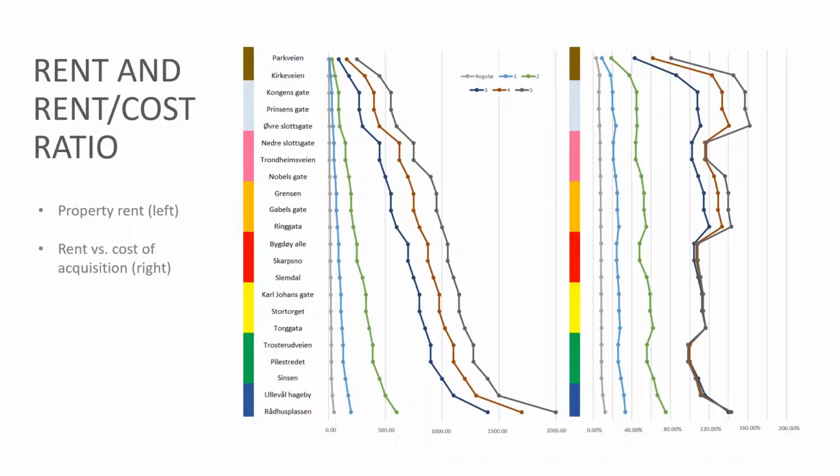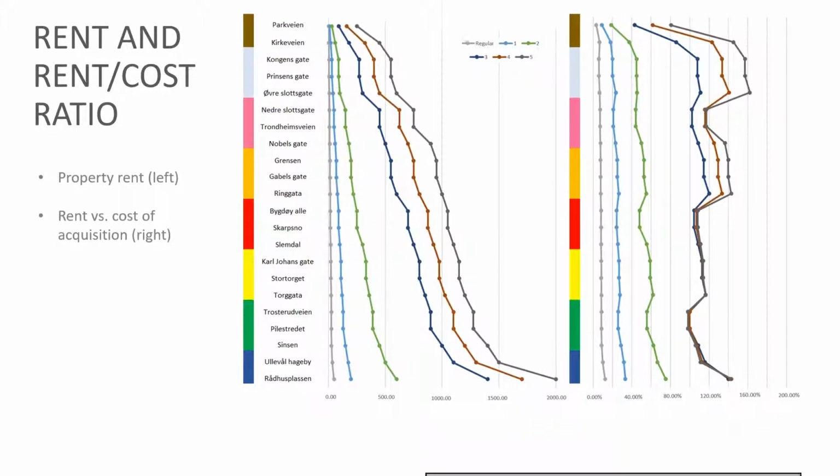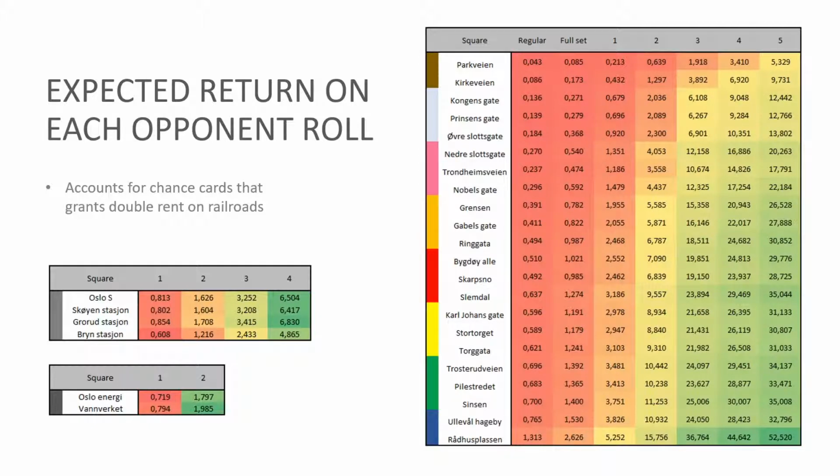So, these models show the rent on each property, from just the street alone up to the 5th improvement, which is a hotel. The model on the right takes this rent and divides by the total amount you paid for the street and improvement. Notice how 3 houses appears again to show a cost efficiency sweet spot. These are the expected returns on each property on each opponent roll. The numbers for the railroads and utilities also include cards that grant double rent. I encourage you to pause the video and familiarize yourselves with these numbers.